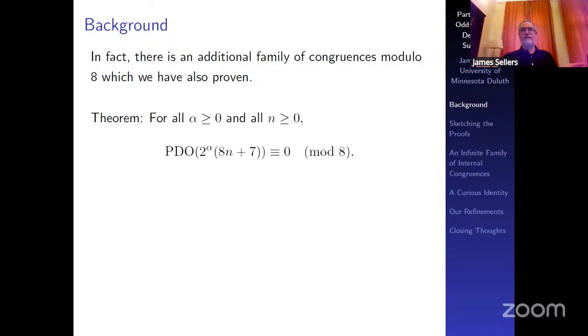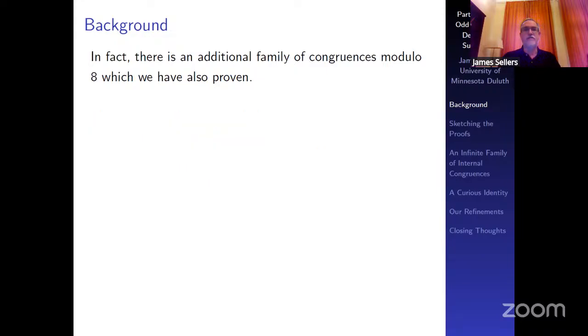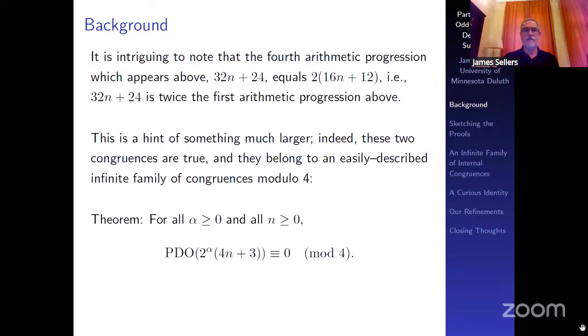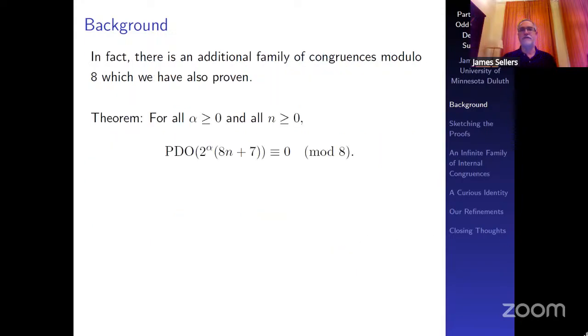So it turns out that the function PDO also satisfies an infinite family of mod 8 divisibilities, Ramanujan-like congruences. And here it's got a very similar shape. Instead of 4n plus 3 on the inside, where we had mod 4, we now have 8n plus 7. But one can prove this as well in similar fashion.